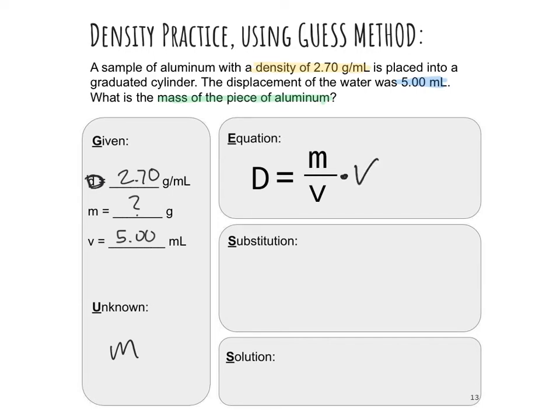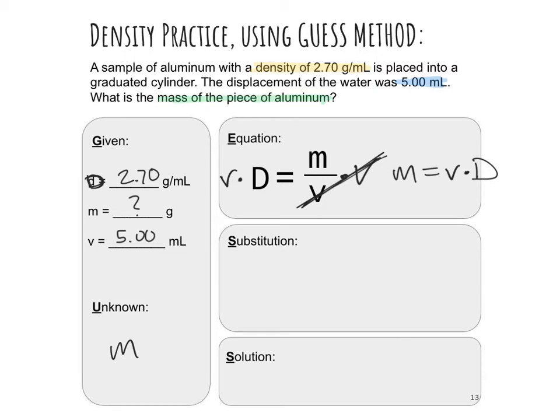So we're going to multiply by V on both sides, because what you do on one side, you have to do on the other. Okay, so the V's on the right cancel out because you're dividing then multiplying, and you're left with M by itself, which is what we want because we're trying to solve for M. So we put M equals V times D as our equation. And that's something we can substitute into, which is the next step.